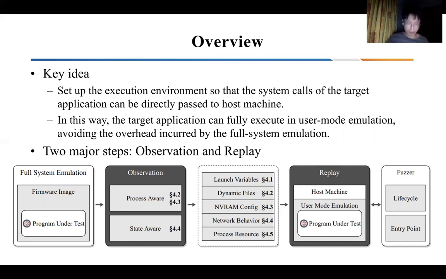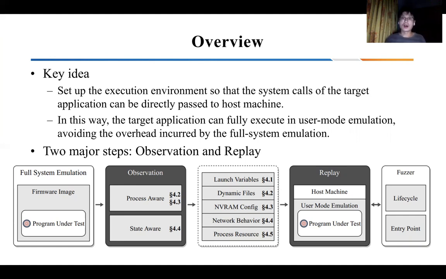The overview workflow is like this. We first set up the full system emulation, and it can execute the firmware images and also the program we want to fuzz. And then we can observe in the full system emulation the system resources that are required by the target applications, which include the launch variables, dynamic files, environment configuration, network behavior, and also the process resource limits.